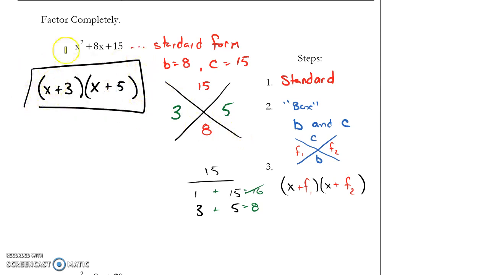Done. Factored into two binomials. I could now use the double distributive property to check. I should get back to x squared plus 8x plus 15. If I don't, I made a mistake in my factoring.